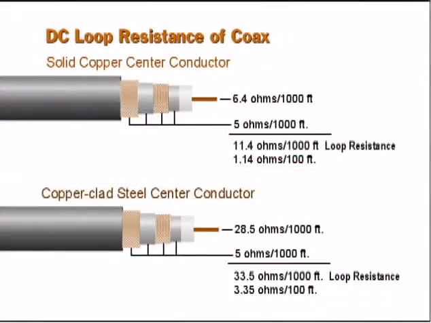This chart shows the typical DC resistance of the center conductor and shield for a quad shield RG6 and the total loop resistance per 100 feet. Notice the big difference between solid copper and copper-clad steel center conductors. This is the reason that solid copper should be used when you supply power over the coax.